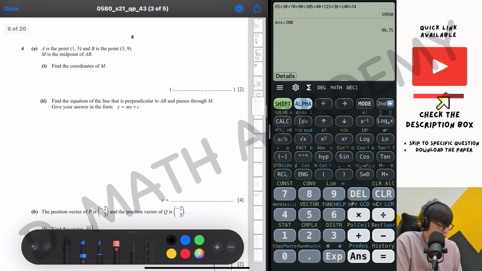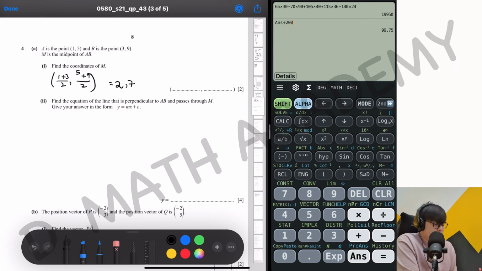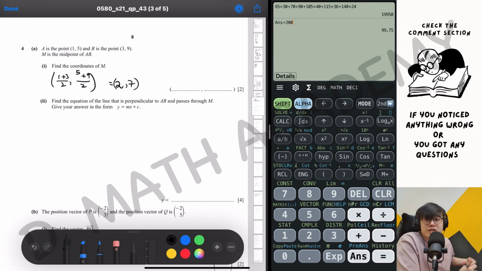They were looking for the midpoint of this. So just take 1 plus 3 divided by 2 followed by 5 plus 9 divided by 2. So the coordinates of the M here should be 2 and 7, I think. So (2, 7) will be my final result of this.